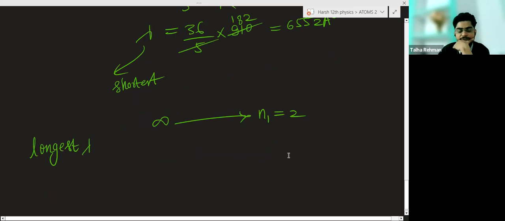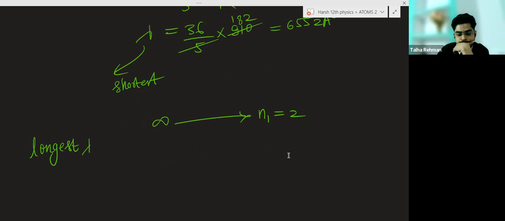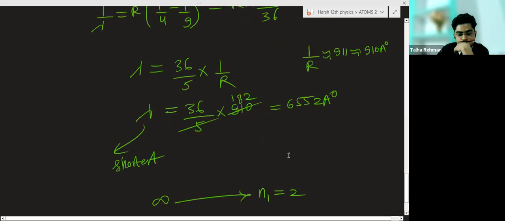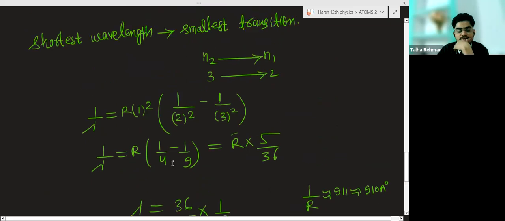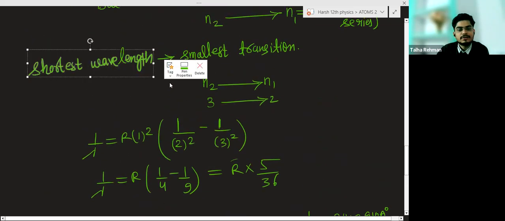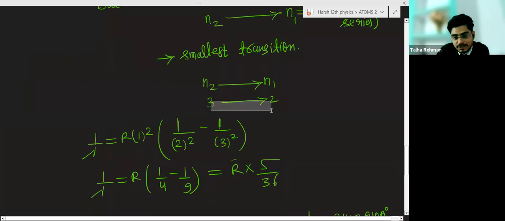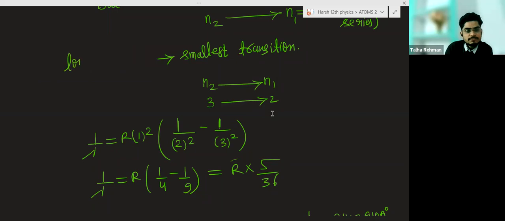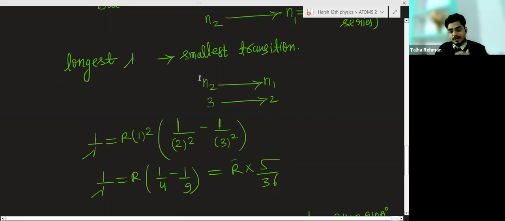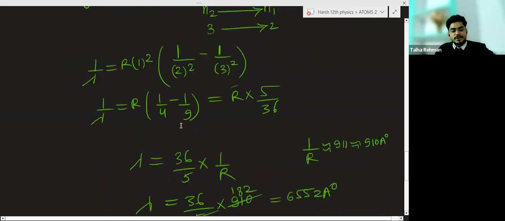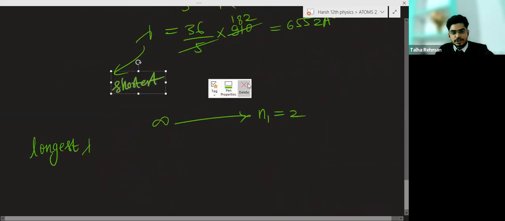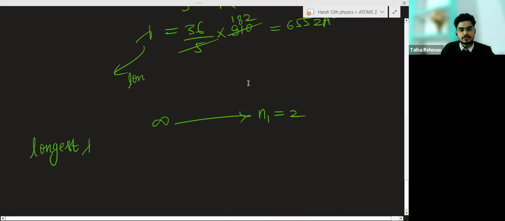Oh yeah, I think we have made a mistake. Longest wavelength. Basically, this will be the longest wavelength. Why is this the longest wavelength? Because this transition is the smallest transition. Okay, this is the longest wavelength. Sorry for that. This is the longest wavelength. Why? Because this is the smallest transition. Now we will calculate the shortest wavelength. Okay, this is the longest.